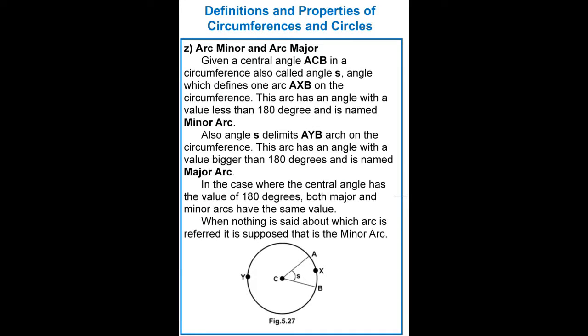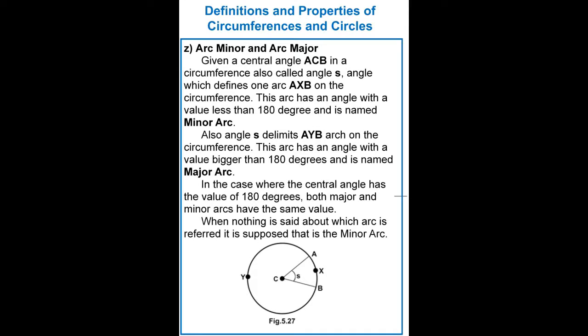This slide shows the definition of a minor arc and a major arc. The figure 5.27 shows a circumference with center C and points on the curve A and B. We have a central angle S connecting the center point to points A and B of the curve. In this way, 2 segments are formed in the curve. The X segment is the smallest curved part. This section is called the arc minor. The part of the curve formed by the arc Y is called the arc major.